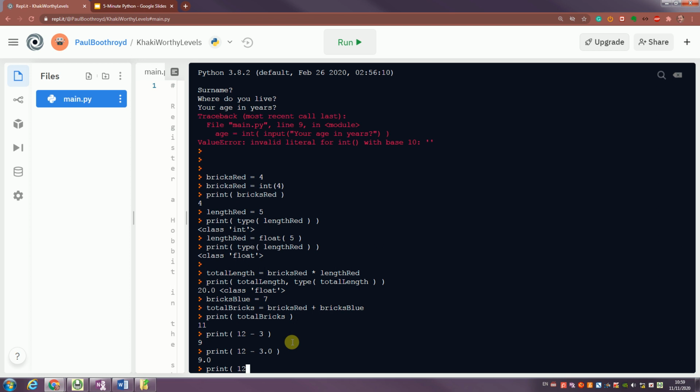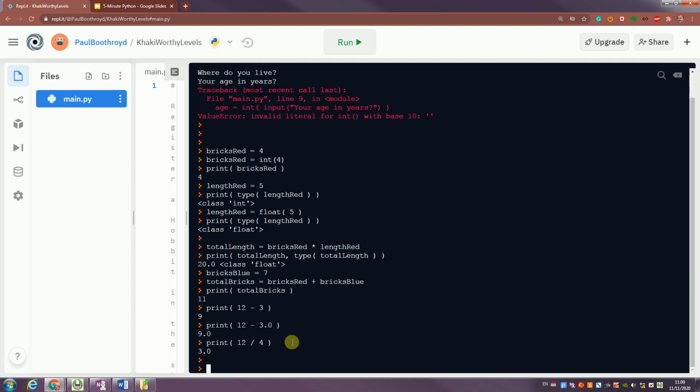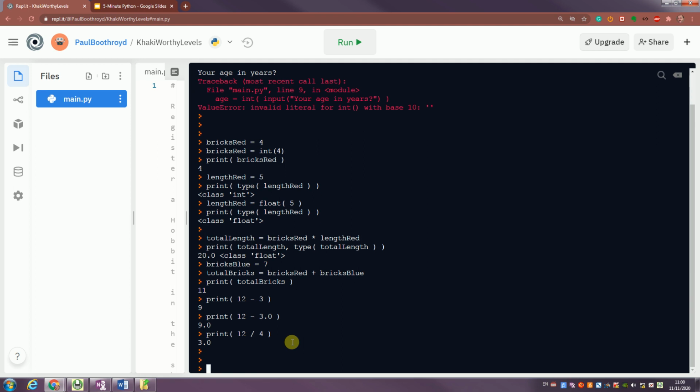Let's do a division. So 12 divided by 4. Both of those are integers. But notice the answer, it assumes it could be a decimal. So it's turned it into a float. Okay? So that's basically that: subtract, multiply, divide. I said there were a couple of extra ones.